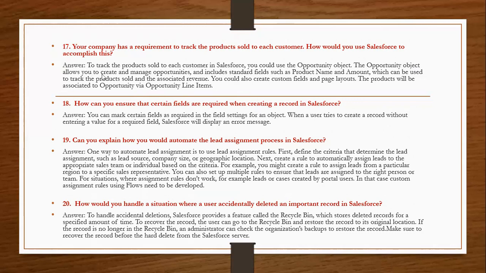The opportunity object allows you to create and manage opportunities, including standard fields such as product name and amount, which can be used to track the products sold and the associated revenue. You could also create custom fields and page layouts. The product will be associated to the opportunity through opportunity line items.